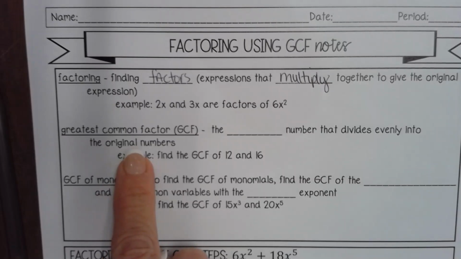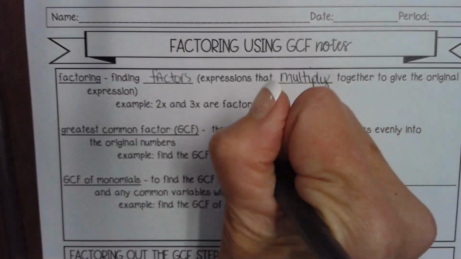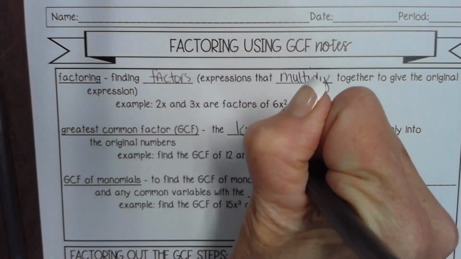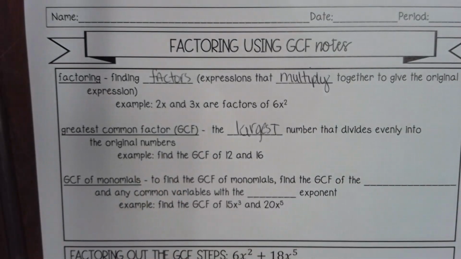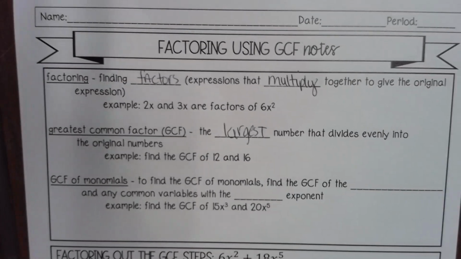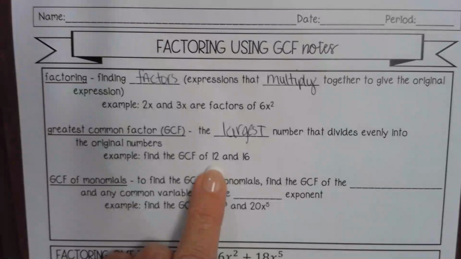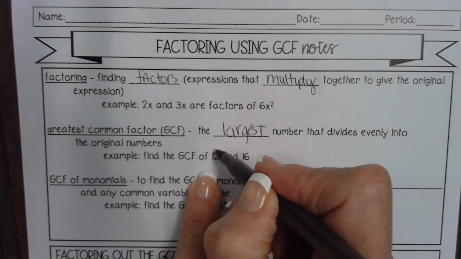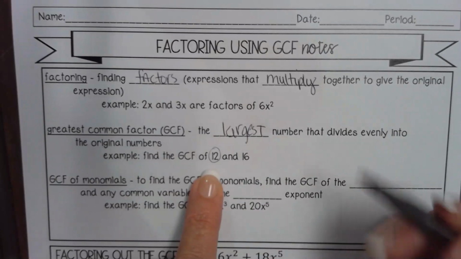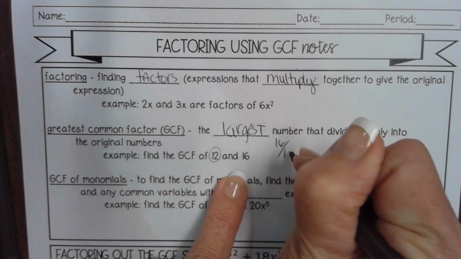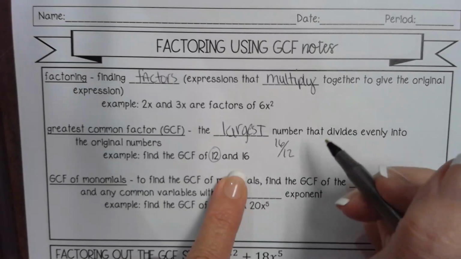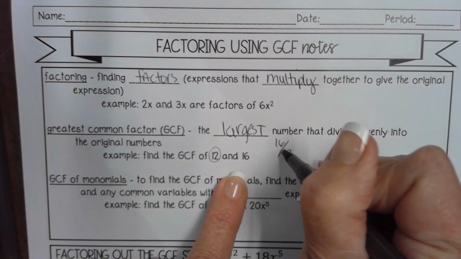So greatest common factor is the largest number that divides evenly into the other numbers. Largest number that divides evenly into another number. Okay? Very quickly, how do I do it? The first thing I do is I focus in on the smallest number and I check it to see if it's the greatest common factor. How do I check it? Well, I take the other numbers and divide by it. I get a decimal, so it can't be 12.